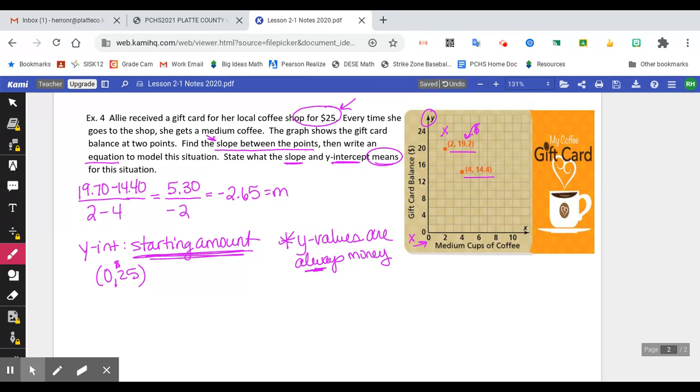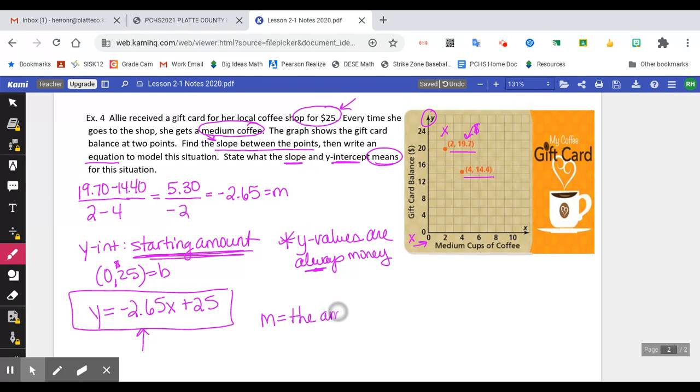Okay, so here's my m, here's my b. I'm ready to write my equation. Negative 2.65x plus 25. Now, what does the slope and the y-intercept mean in this situation? Well, the slope is negative, which means she's spending money. And every time she goes, she buys a medium coffee. So m, or your slope, is the amount she pays for a medium coffee.